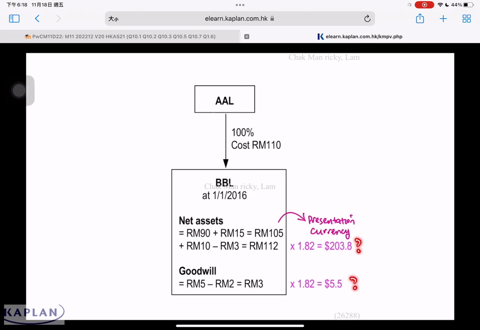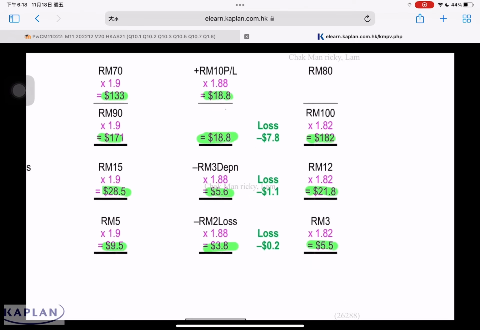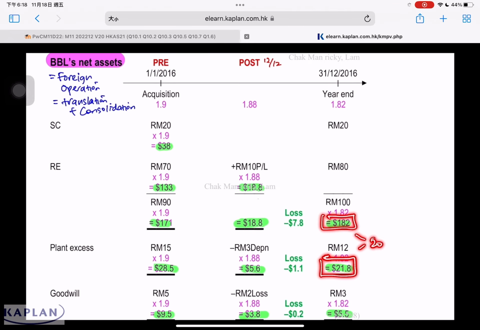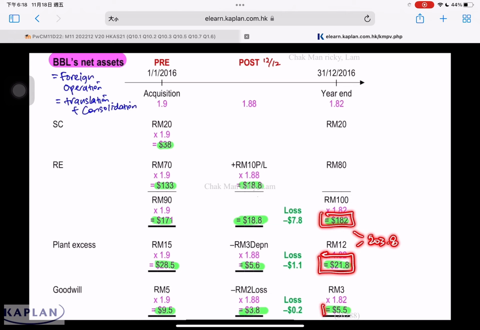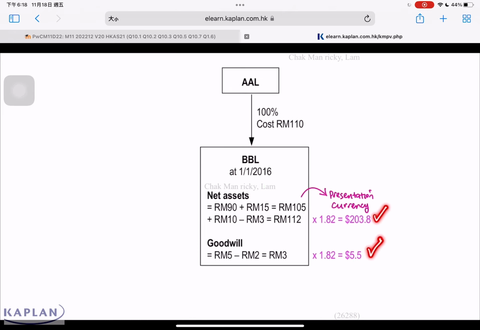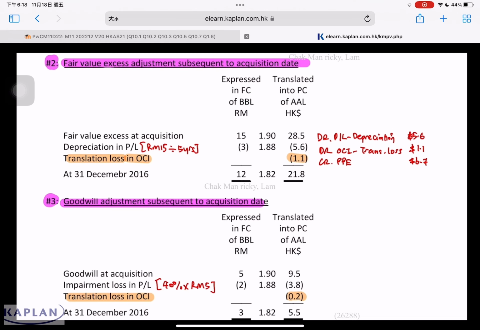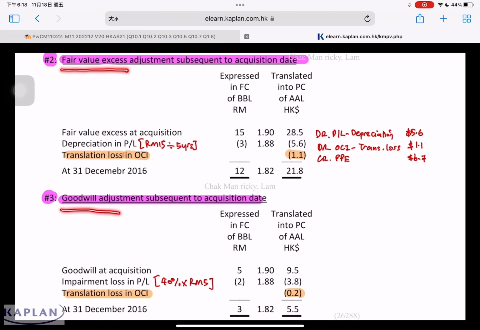Can you find this figure in our working? Definitely you can. It's the total of these two: 203.8 and the goodwill is 5.5. If you observe carefully, you can see that when we translate the plant assets and the goodwill, the steps are the same from functional currency to presentation currency.